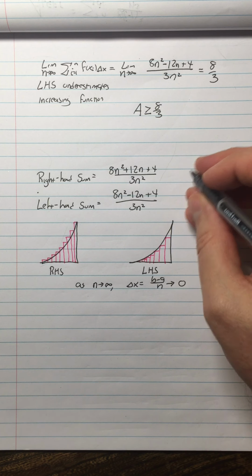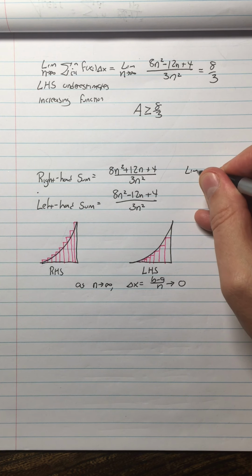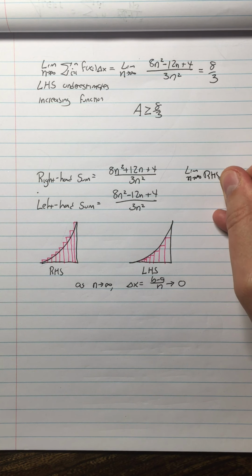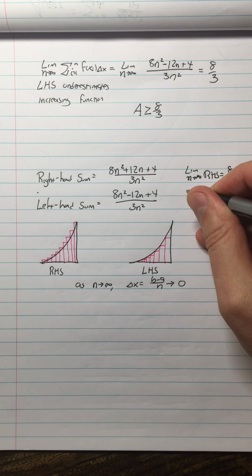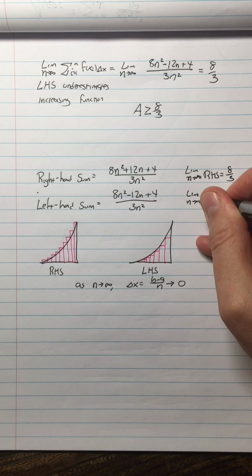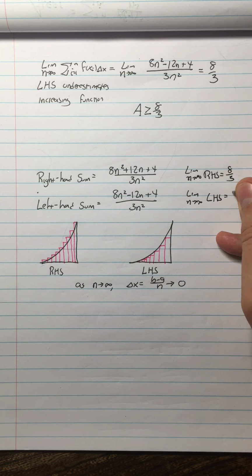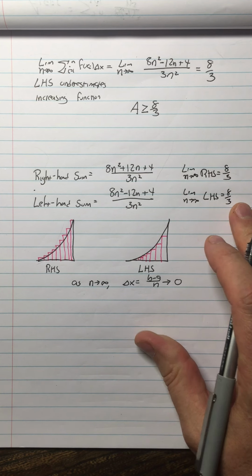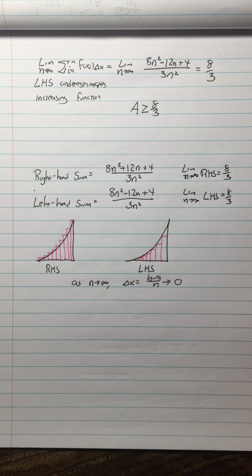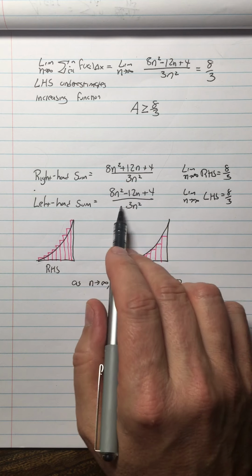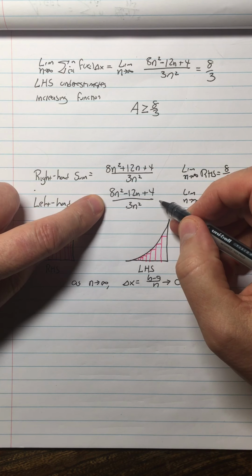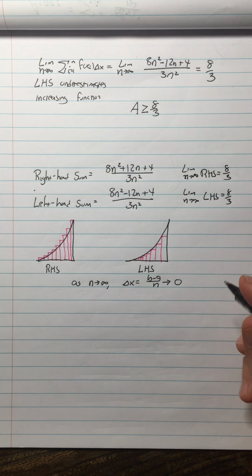The limit as n approaches infinity of the right-hand sum is 8/3, and the limit as n approaches infinity of the left-hand sum is also 8/3. How can that be with the way they're laid out? So another thing that you can look at is, what is the difference between the right-hand sum and the left-hand sum? They're really similar, right? So what is the difference between the two?